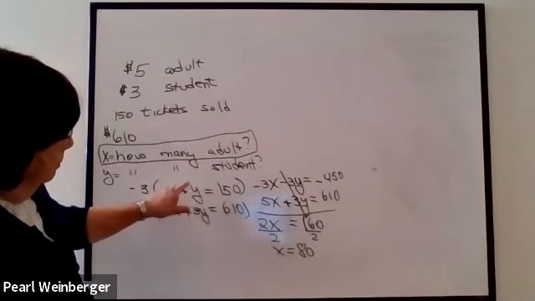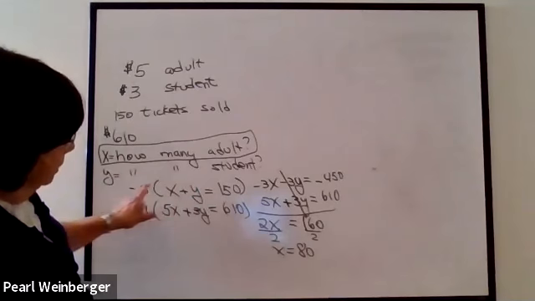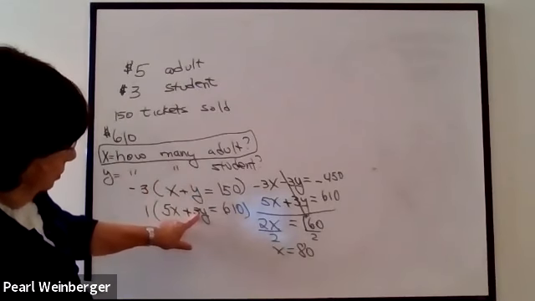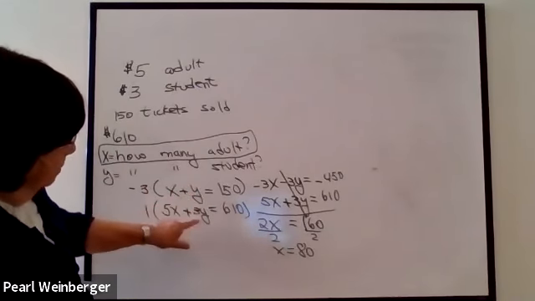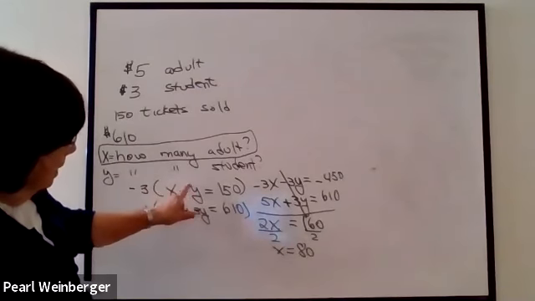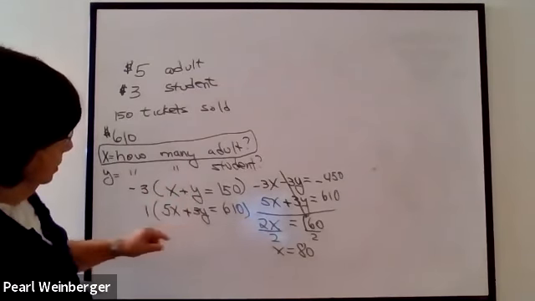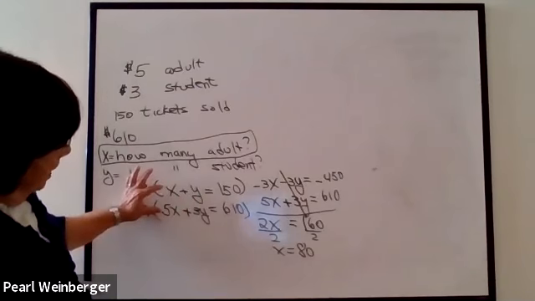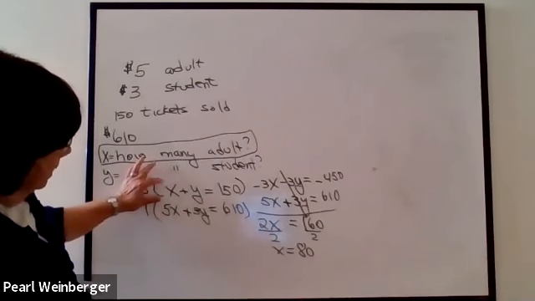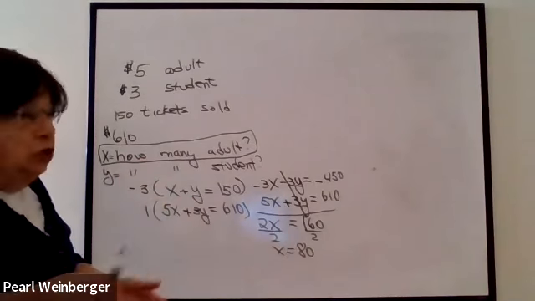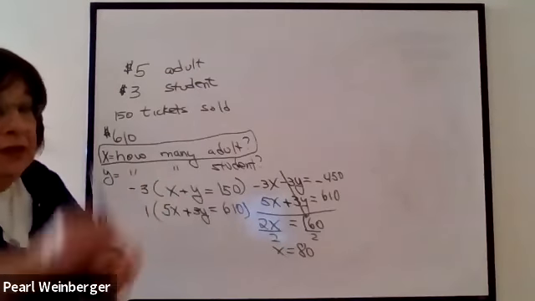In order to get rid of the y, I multiply each equation by the opposite coefficient. I multiplied the top equation by 3 because the bottom coefficient is 3. I multiply the bottom equation by 1 because the top coefficient is 1. If I were getting rid of the x's, I would have multiplied the top by 5 and the bottom by 1.